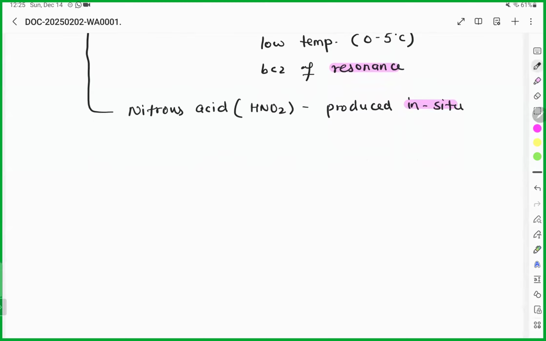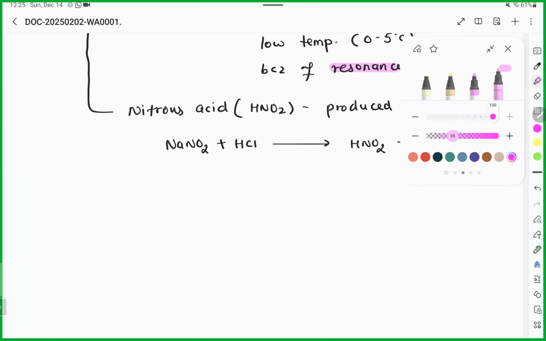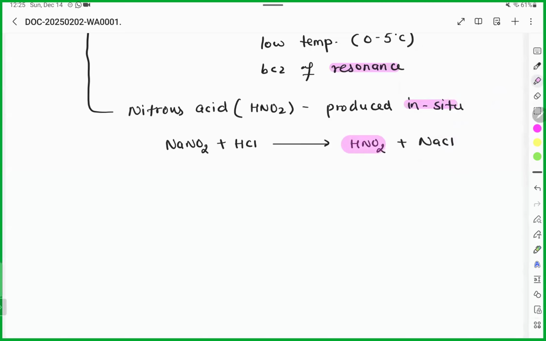For example, you take NaNO2, sodium nitrite, and react it with the mineral acid HCl. What will happen? HNO2 will be produced along with NaCl. Right? So this HNO2 is produced in situ, within the reaction. In situ means within the reaction; it was not a reactant.